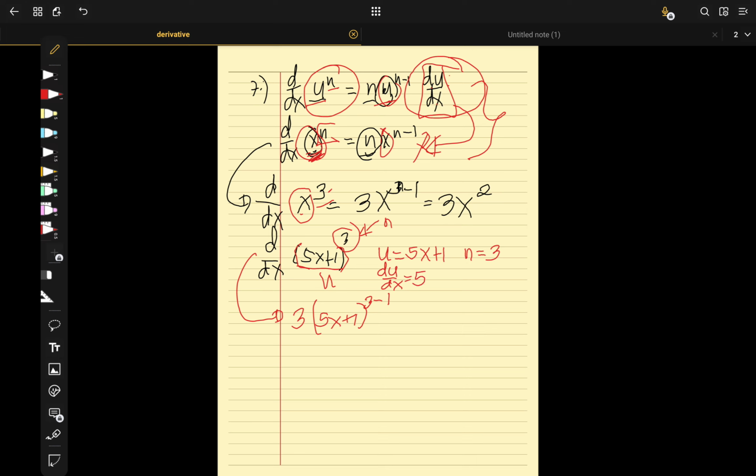So, lalagyan natin ito n. This is your n, u, n minus 1. Tapos, yung derivative ng u, which is 5. Then, simplify lang natin. We can multiply 3 by 5. So, 3 times 5, 15. Then, copy lang natin ito, natitira, 5x plus 1 raised to, then 3 minus 1 will become 2. At ito na ngayon yung derivative ni 5x plus 1 raised to 3.